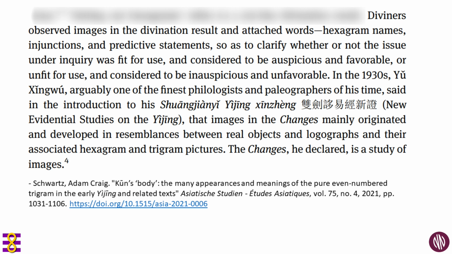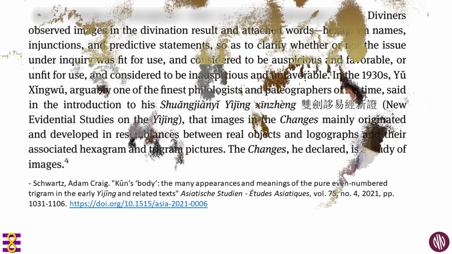In the 1930s, Yu Xingwu, philologist and paleographer, said in the introduction to his Shuangjian Yi I Ching Xinzheng that images in the Changes mainly originated and developed in resemblances between real objects and logographs, Chinese characters, I think he means, and their associated hexagram and trigram pictures. The Changes, he declared, is a study of images. And the articles from Adam deal with, well, where do the images come from? Why are certain images, certain metaphors, associated with specific trigrams? But it's all images, images.